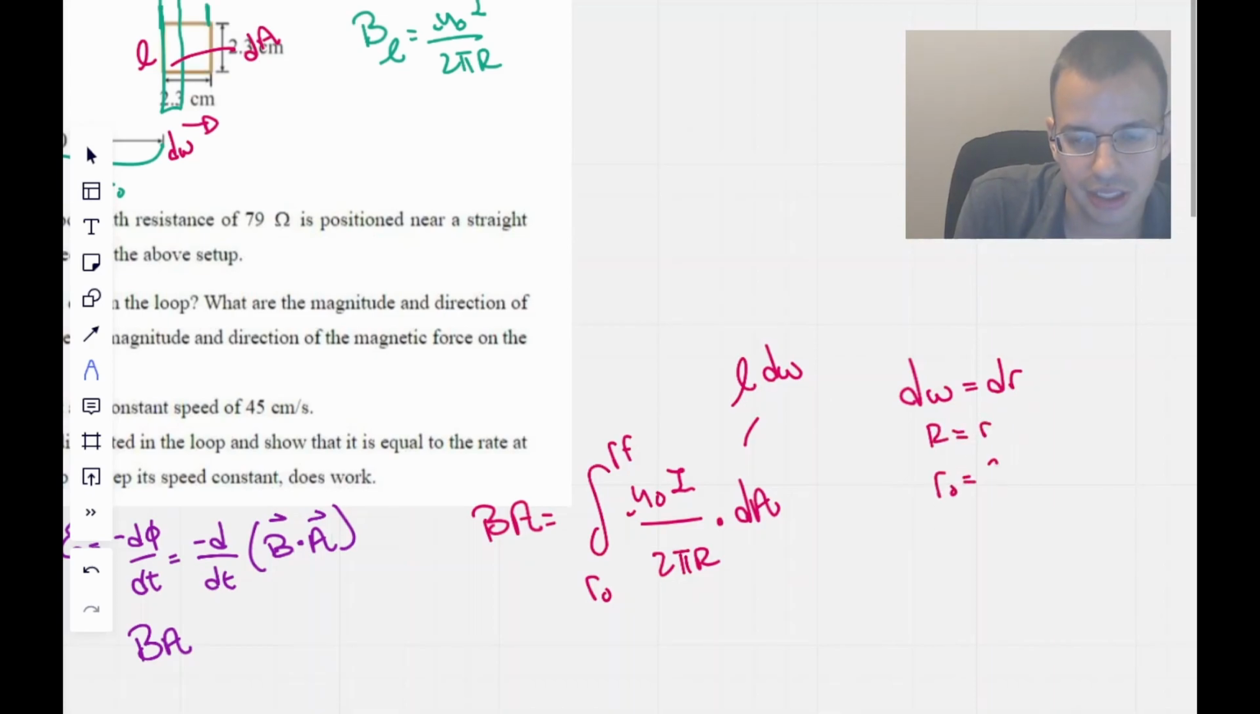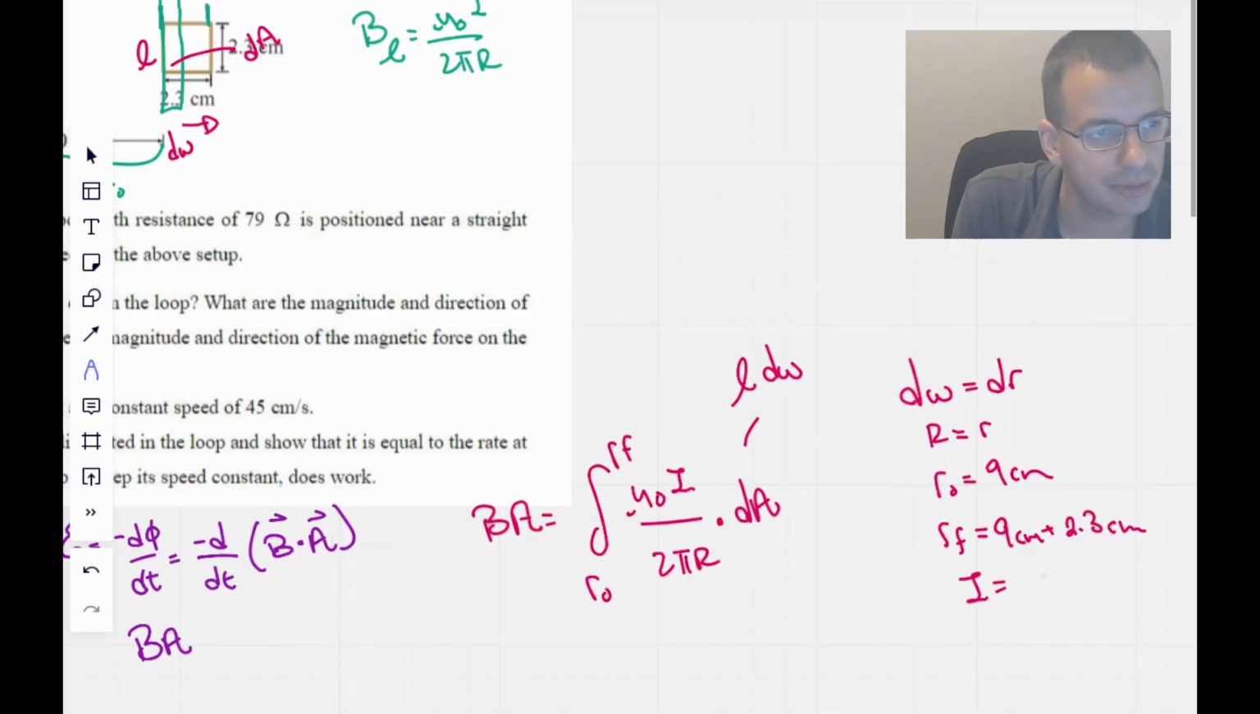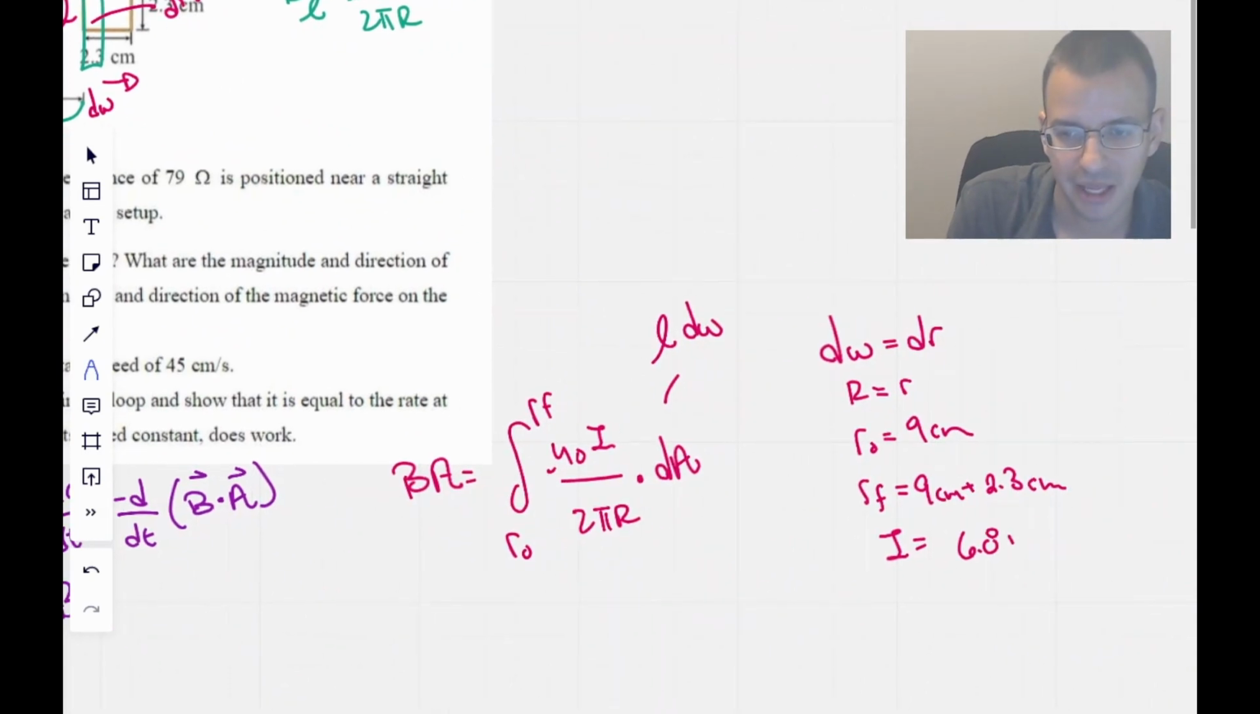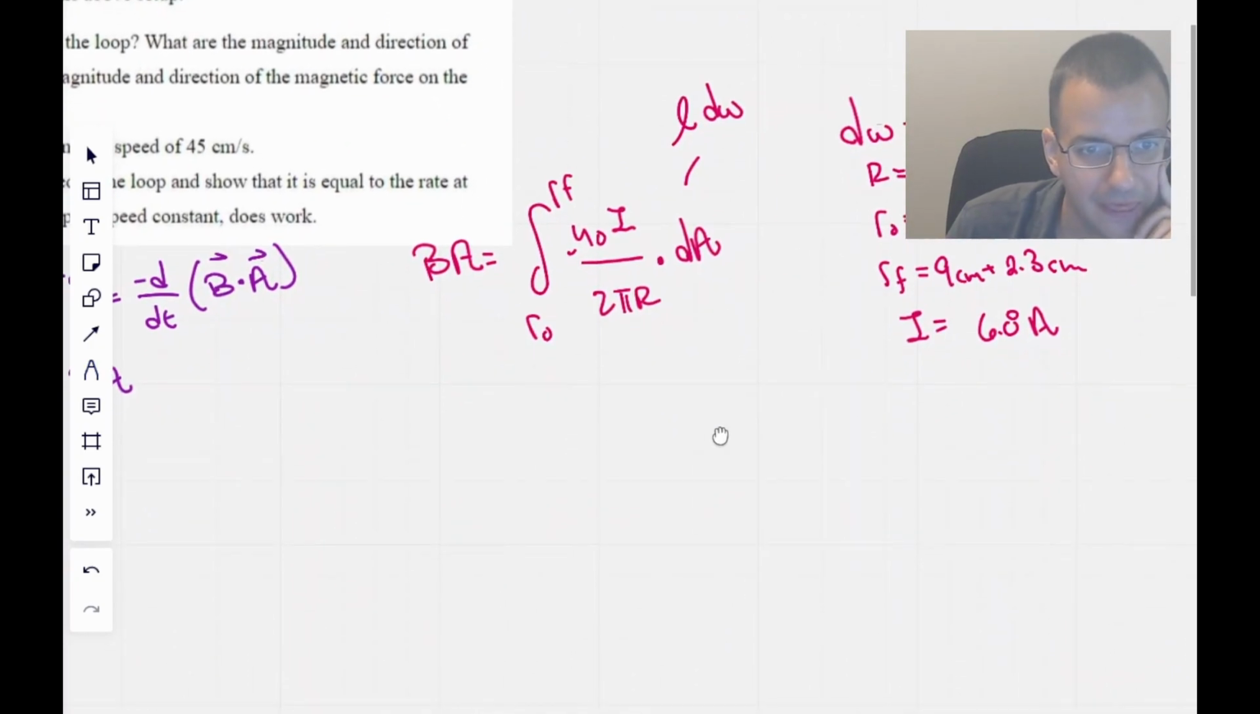R initial is 9 centimeters. R final is going to be 9 centimeters plus 2.3 centimeters. And then I is going to be 6.8, I think it's 6.8 amps. And then mu naught is just a constant. Okay, so now we've got that.